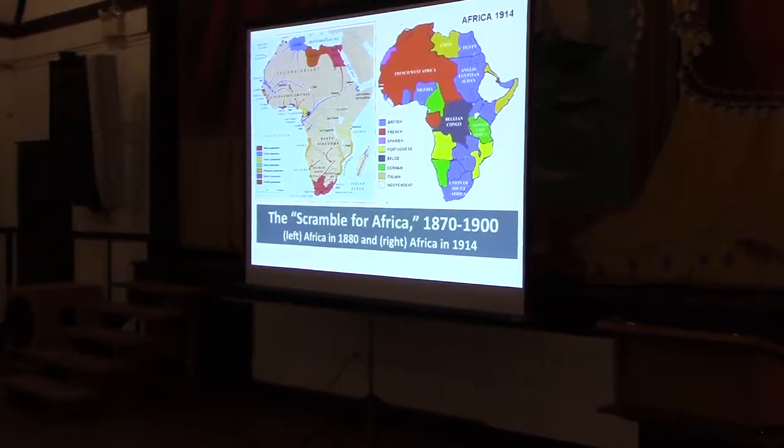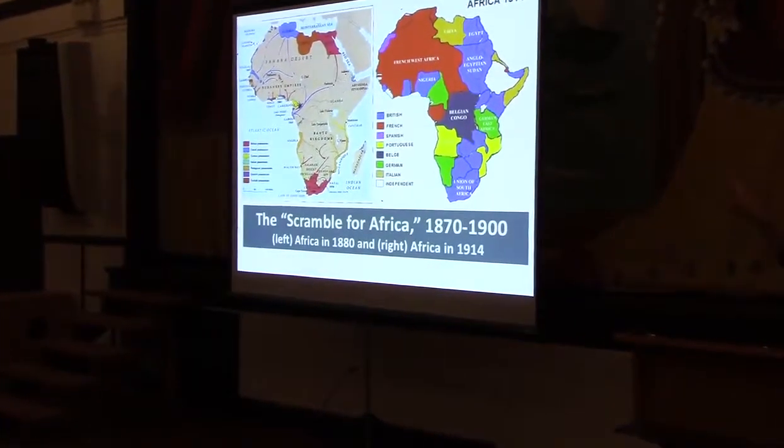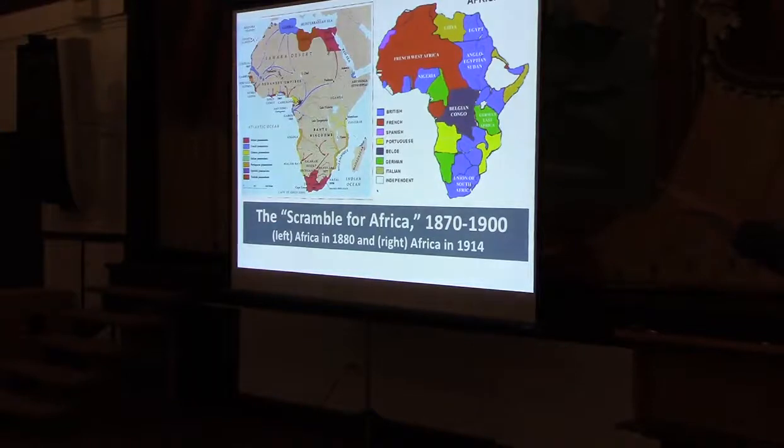And of course the Germans, the green on the map on the right here: German East Africa, modern day Tanzania, Cameroon over on the left there, and German Southwest Africa, modern day Namibia. So the Germans were establishing their own colonies in Africa as part of this scramble.